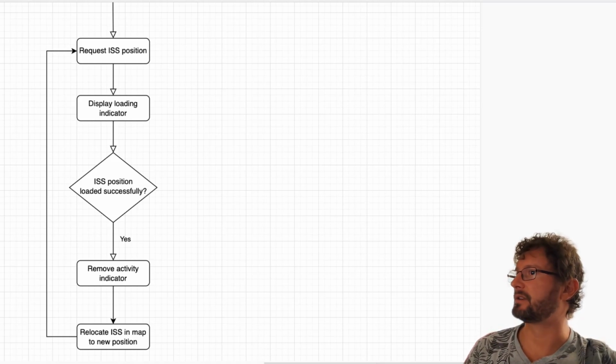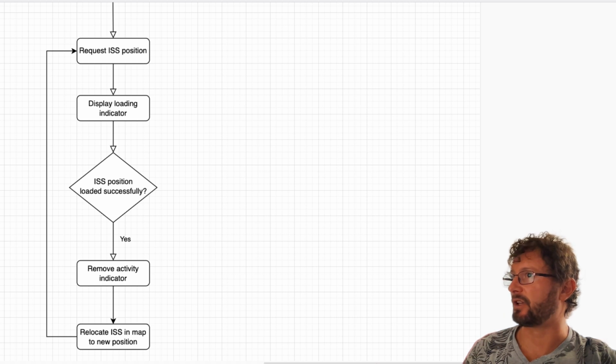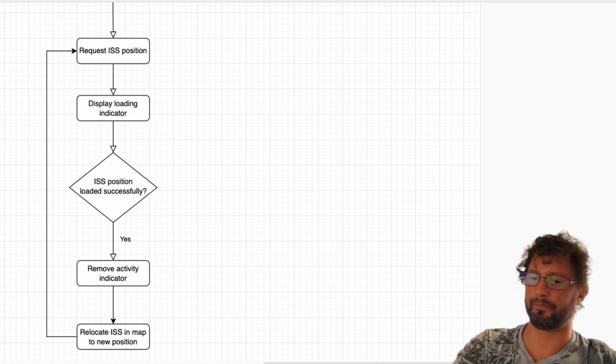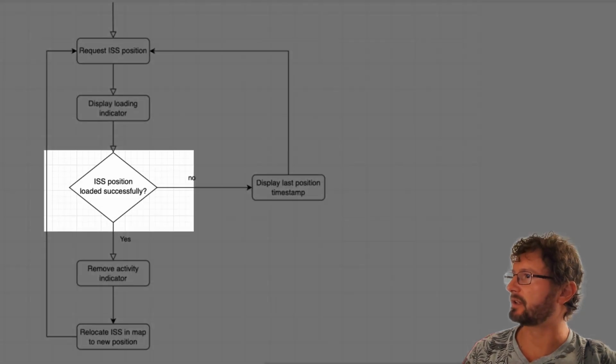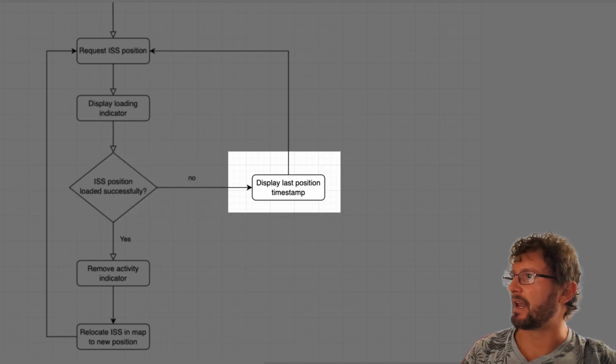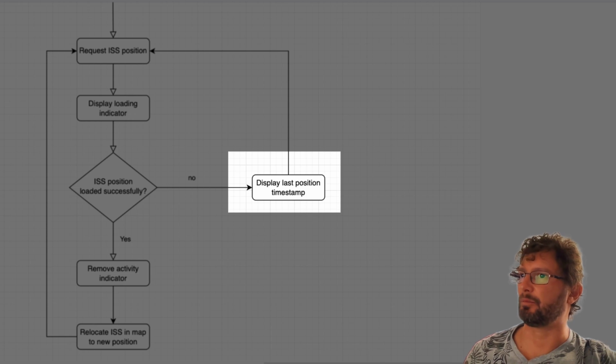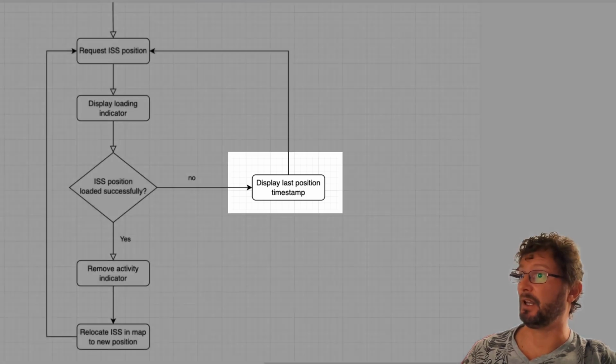is what happens if there was an error trying to load the ISS position from the backend. So clearly that's a use case that was not considered, that came up from the development team analyzing the feature. And again, after discussing with your product owner, you come up with a solution. So when the position could not be loaded successfully, we will display the last position timestamp, which will inform the user when was the last time that the ISS position was updated.